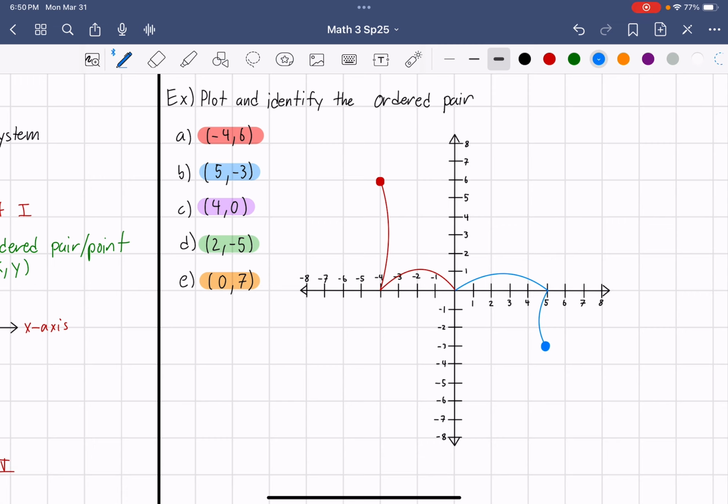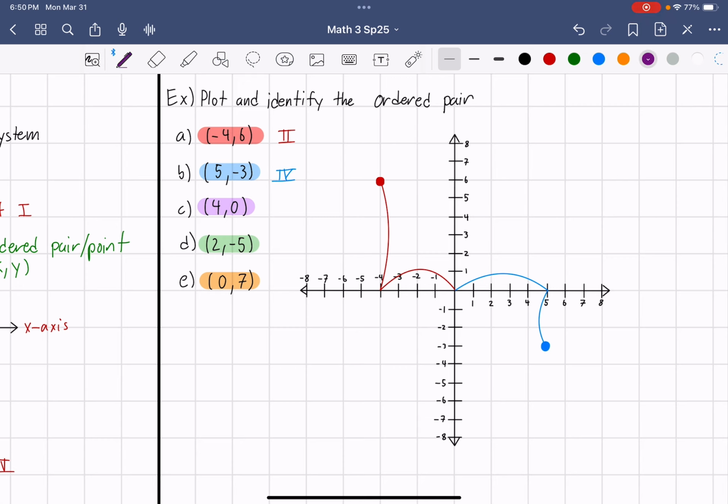So I did say plot and identify the ordered pair. So what do I mean by that? I think I meant to write identify the quadrant. So I can definitely say the first ordered pair is in quadrant 2. The second ordered pair is in quadrant 4.